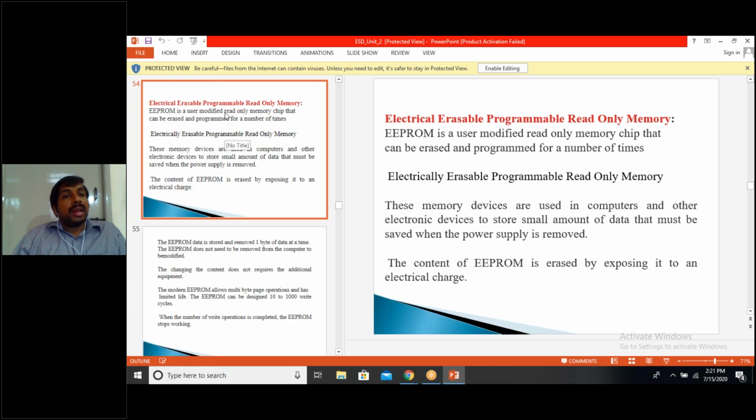Next is electrically erasable PROM. Electrically erasable PROM is a modified read-only memory where data contents can be erased any number of times by using an electrical erasing method. So these contents are erased by exposing it to an electrical charge.